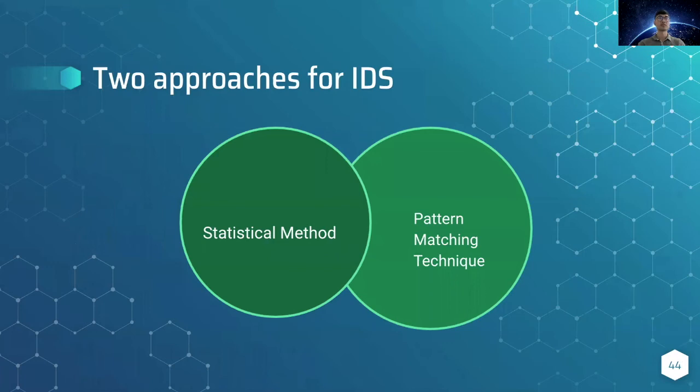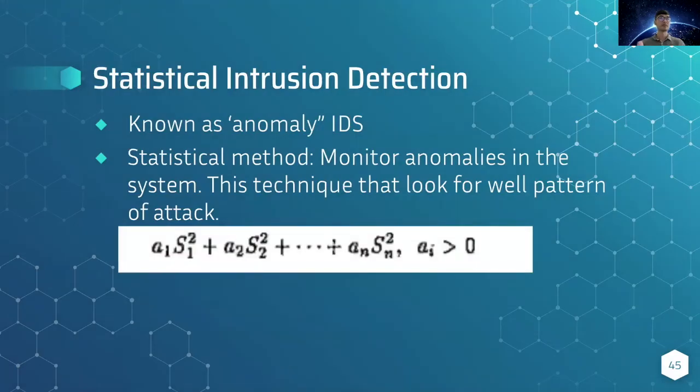There are two approaches for the IDS. First one is the statistical method. Second one is the pattern matching technique. For the first IDS, the statistical intrusion detection is also known as the anomaly IDS. The statistical method will monitor the anomalies in the system, and this technique will look for the well pattern of the attack. This is the generic function of this IDS. The IDS will measure the anomaly value, but it fails to understand the interrelation between the events.